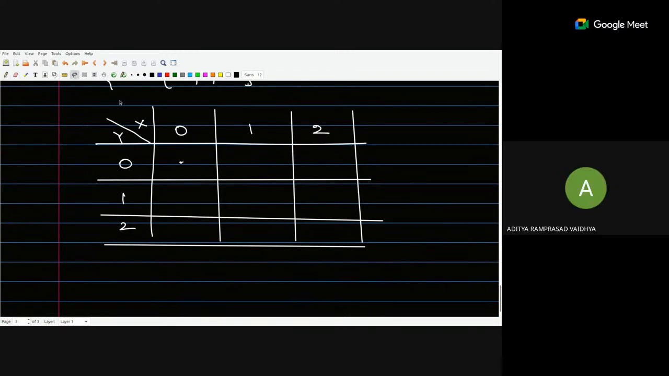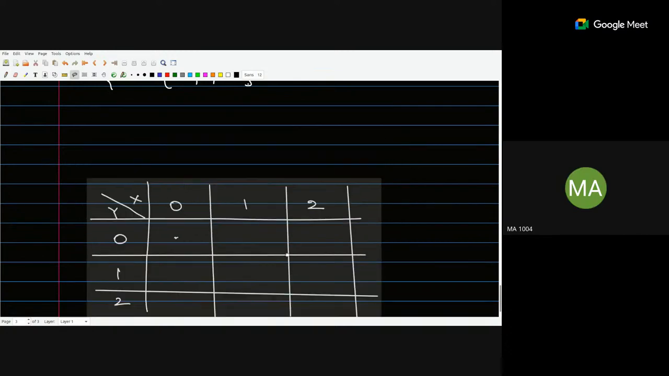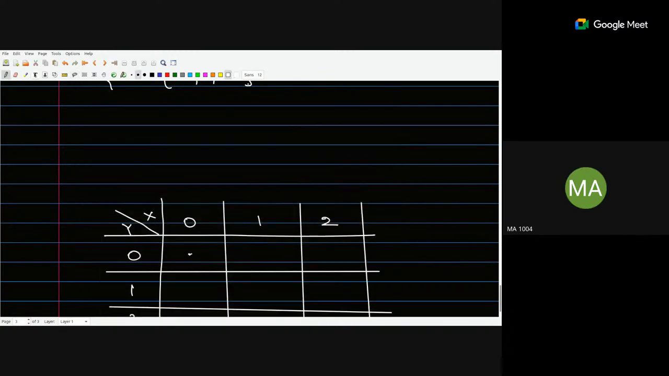Before you draw this table, write down all the possible cases, because it's very easy since we are tossing only 2 times. It can be head-head, head-tail, tail-head or tail-tail. These are the 4 possible cases, so this is the sample space, and you can write the corresponding x, y values. x is the number of heads, so for head-head it is 2 and 0. For head-tail, the number of heads is 1 and tails is 1. For tail-head also 1 and 1. For tail-tail it is 0 and 2.